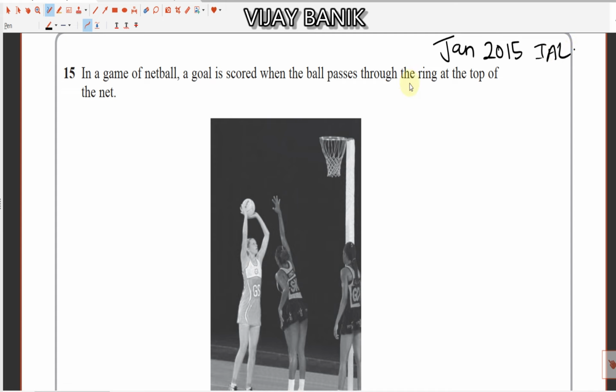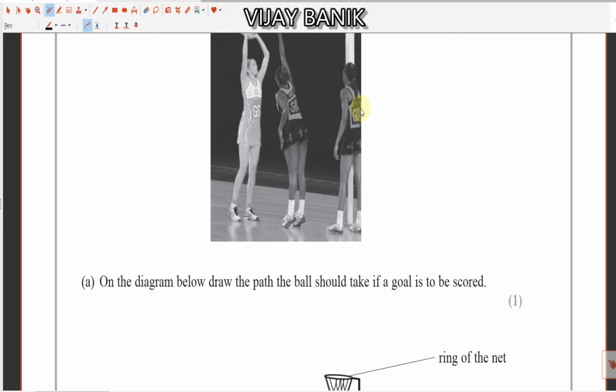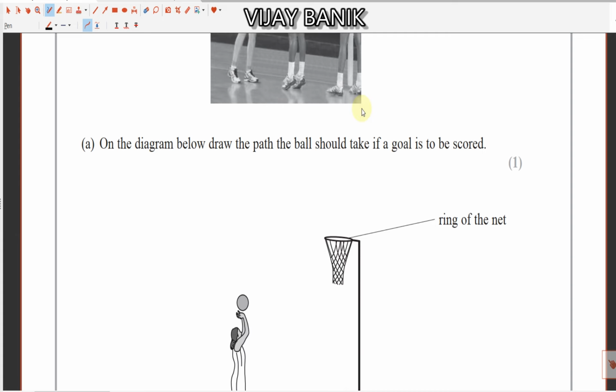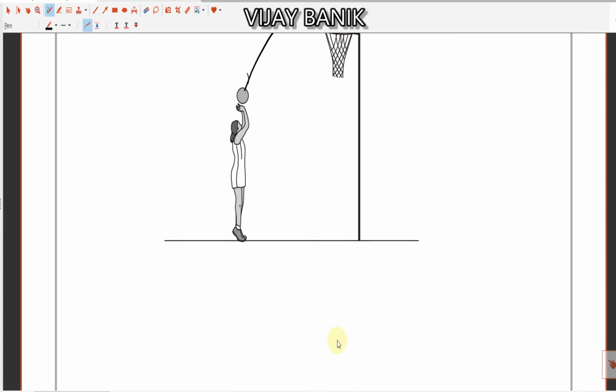This is from January 2015 IL. It's about a basketball game. A goal is scored when the ball passes through the ring at the top of the net. You all know that. On the diagram below, draw a path of the ball. This is the typical diagram of a projectile that you are supposed to draw, something like this. It should be proper. I think mine is not proper. If I think about it, most probably like this. Okay, so this one is done.